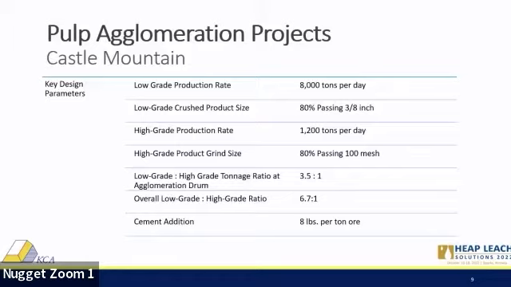The overall ratio of the ore to the heap was 6.7 to 1, low grade to high grade. Not all of the low grade ore goes through the drum, in order to maintain smaller equipment sizing and cement additions.